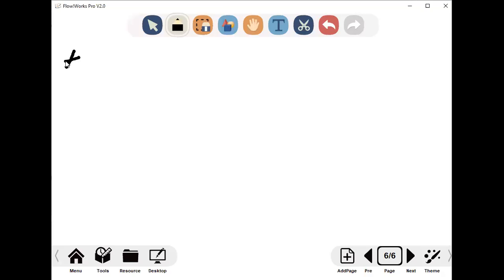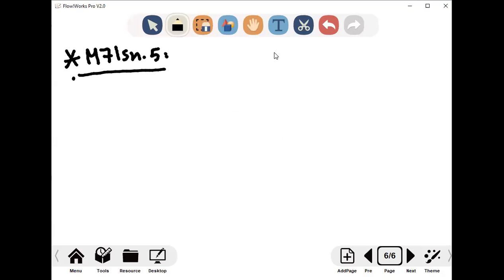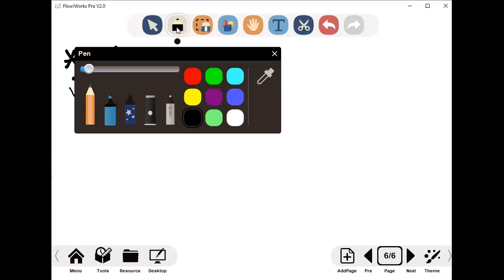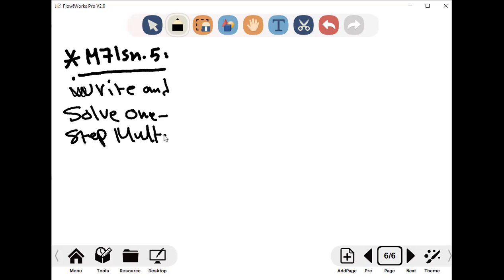Yeah, we are in module 7, lesson 5. Write and solve one step multiplication and division inequalities.